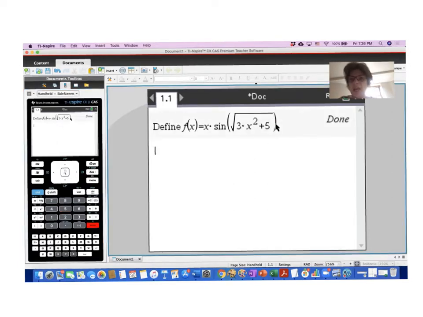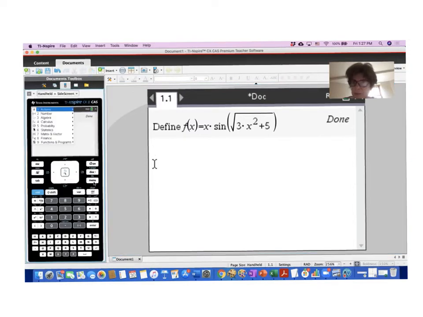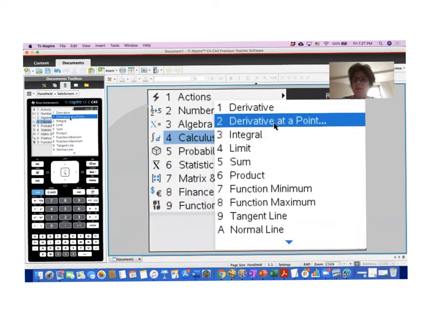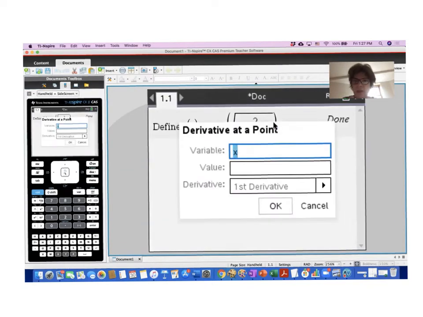So our calculator knows that f of x is this function, and we could find the function at any point. We could get the derivative of the function at any point. So let's go through this. So in part A, we're supposed to get the derivative of the function at 2. So to do that, we will not differentiate the function at 2. We go to menu, we go to calculus, and we hit derivative at a point.